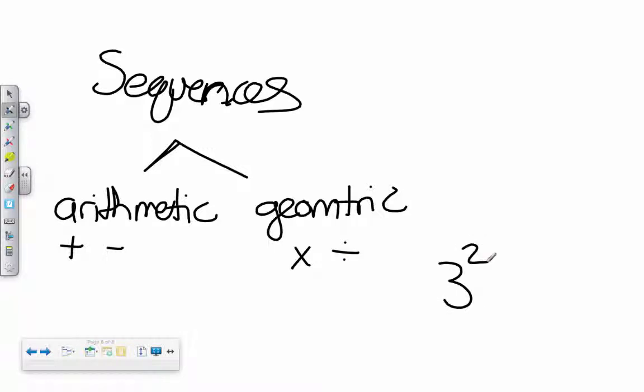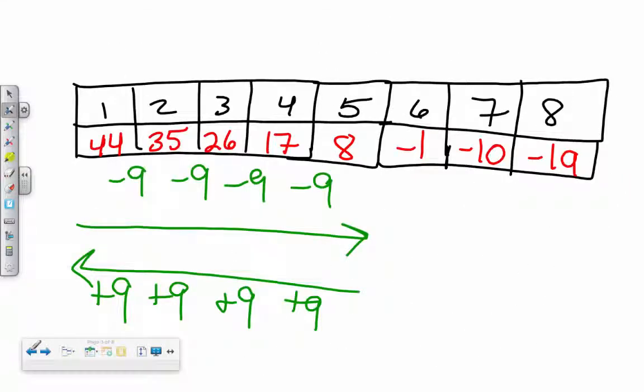So 3 squared. Would that be geometric or arithmetic? It's geometric. Really, what are you doing here? You're multiplying. You're basically taking 3 times 3. It would be geometric because you actually end up multiplying. So if you were asked to identify whether it's a geometric or arithmetic sequence, let's go back and identify all of our different sequences here.